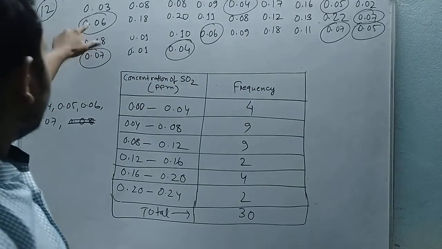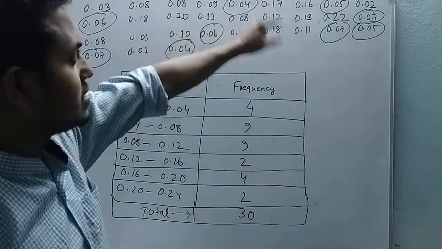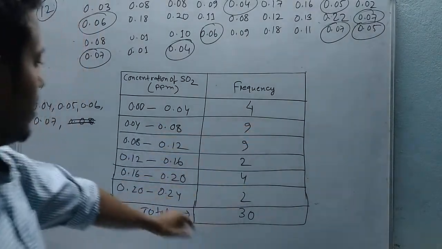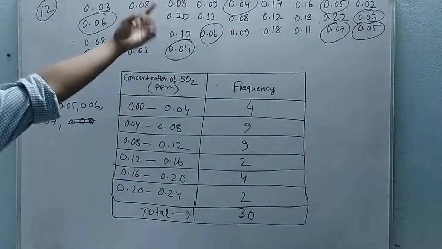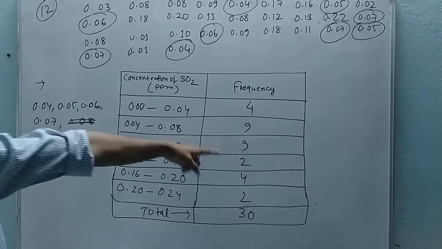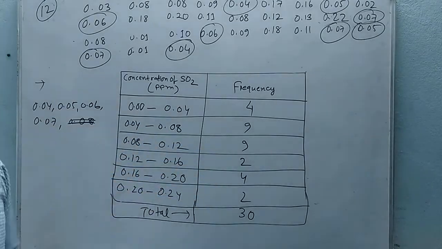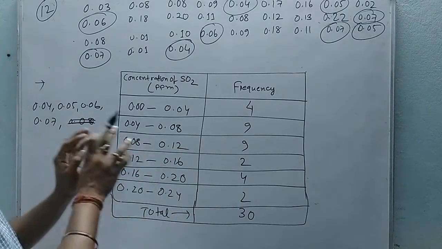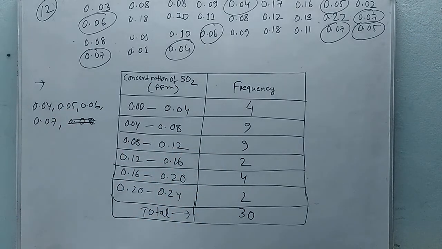Let's count. 1, 2, 3, 4, 5, 6, 7, 8, 9. 9 numbers. That means it is correct. Likewise, you please do it, and let's see whether the numbers are correct or not. So this is the frequency distribution table. Done this one. Now we'll start.